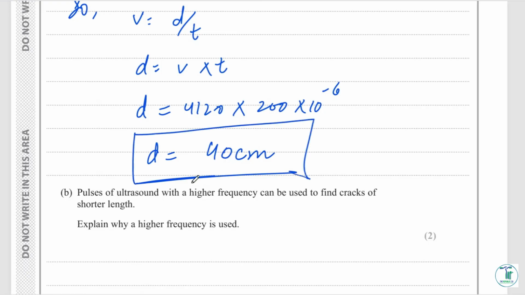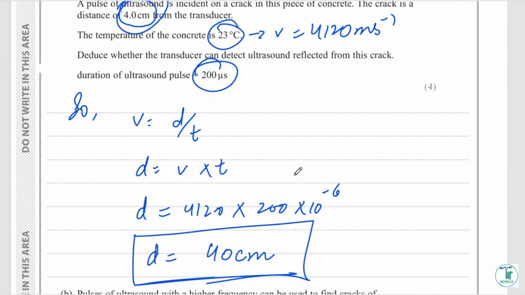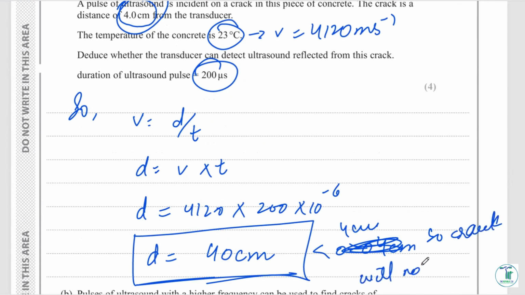So you can see that the transmitted and the reflected wave are going to overlap if the crack is at a distance of 4 centimeters, right? So what we're going to mention, we've got this distance, sorry, we've got 40, okay, which is less than the 4 centimeters, right? And if it is less than 4 centimeters, what does that mean? That the crack will not be detected, right? The crack will not be detected. That is what we're going to mention over here, right?